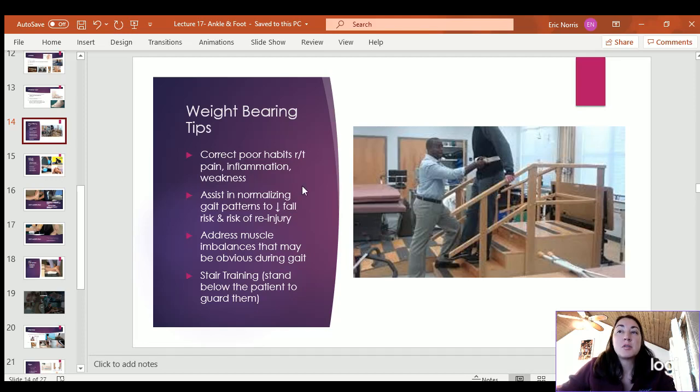Then assist in normalized gait pattern to decrease fall risk and risk of re-injury. Strengthen the muscles that seem to be weak, stretch what's tight, and then work on gait training specifically with whatever they're lacking, taking larger steps, picking their leg up higher, trying to work on normalizing that gait so they're not at risk of re-injuring. And then with stair training, you all know this, but just a reminder, we always stand below the patient as we're guarding, and typically when we're doing gait training, then we're behind the patient. You guys know that.